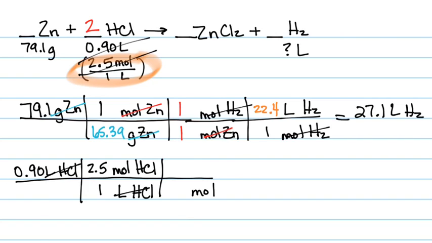Moles of HCl has to go on bottom. That's moles of our known. The unknown is still hydrogen gas. And this is where we add our coefficients. So the coefficients are 1 and 2. Those units cancel. So moles of hydrogen gas, we've got one more step we've got to get in.